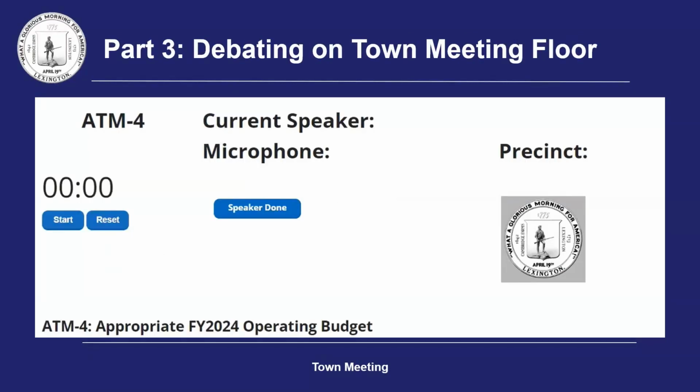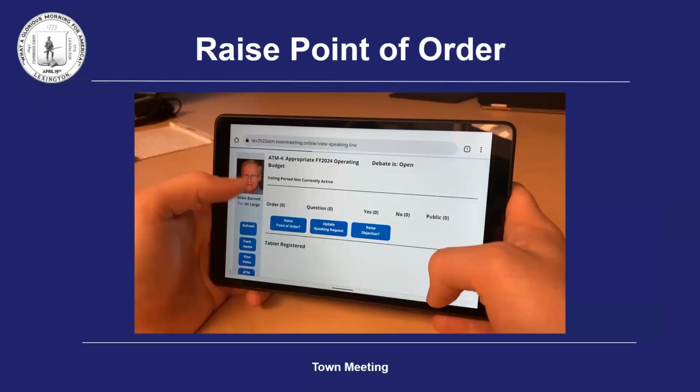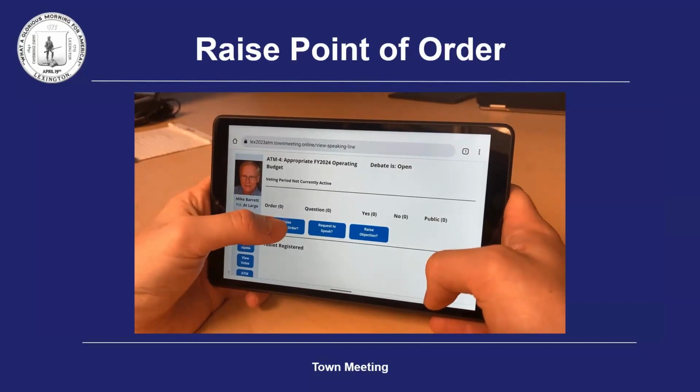Part 3, debating on town meeting floor. When debate on town meeting floor has opened, your town meeting tablet will display the following options: raise point of order, raise objection, and request to speak. To raise a point of order, tap on the associated button and select Confirm Action.